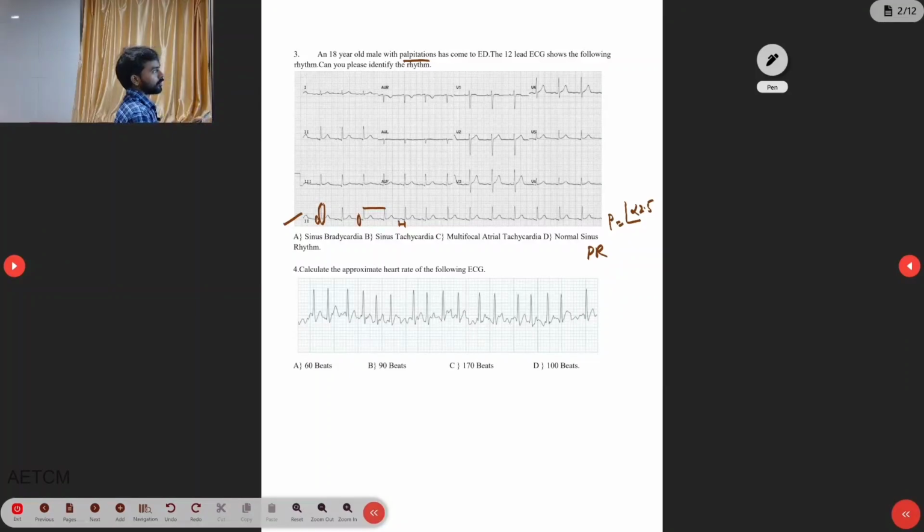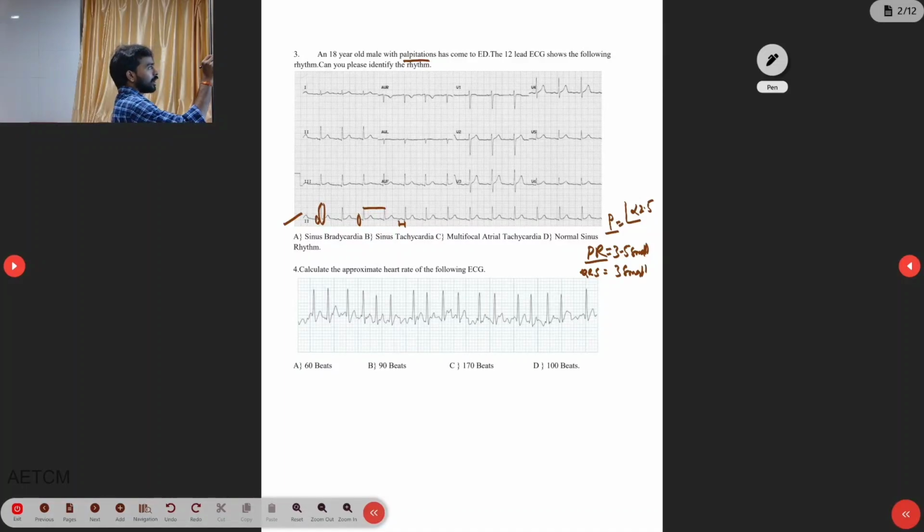This is PR interval. The normal PR interval in an ECG is 3 to 5 small squares. So if you want to say an ECG is in normal sinus rhythm, you should have a normal P wave, a normal PR interval, and a normal QRS complex, that is, it should be 3 small squares.